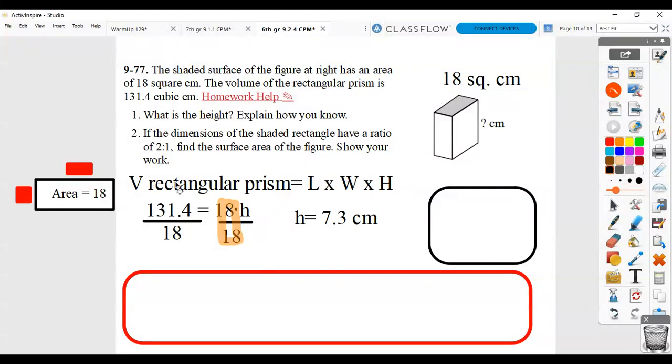And your explanation is the area of the base times the height equals the volume. And again, we know the area of the base, we don't know the height, we know the volume, and this would also be part of your explanation in explaining your answer.